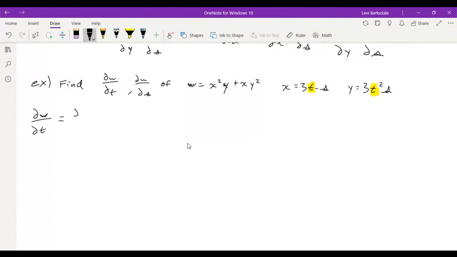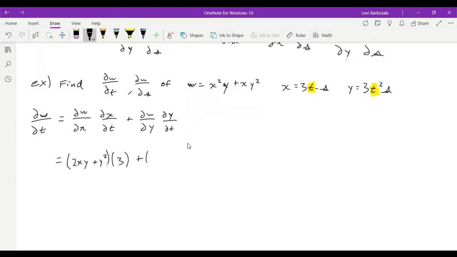Because of that, I know that I'm going to need to take the derivative of w with respect to x, and multiply by the derivative of x with respect to t. And then the derivative with respect to y, and multiply by the derivative of y with respect to t. Well, when I do that, dw/dx would be 2xy plus y squared, times the derivative of x with respect to t, which is simply 3.